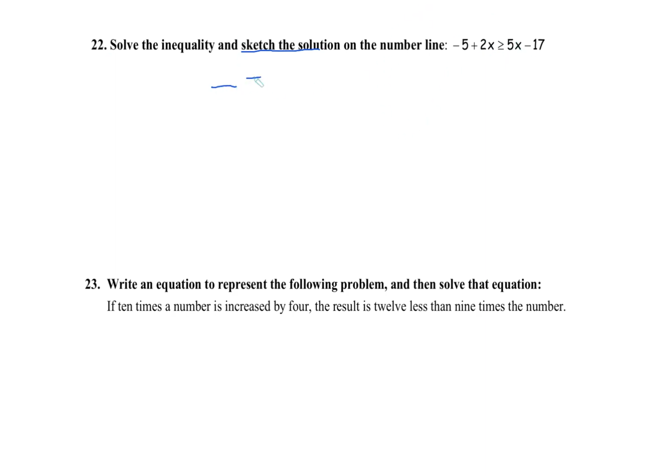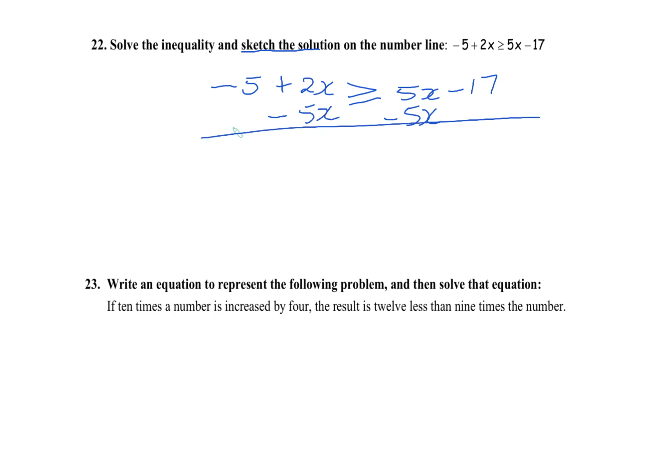So we have -5 plus 2x greater than or equals to 5x minus 17. We are solving for x, so I'm going to minus 5x on both sides. I'm going to bring down the -5. When the signs are different, I subtract, which is 3x. Keep the sign of the larger, so it's negative. Greater than or equals, this is canceled, -17.